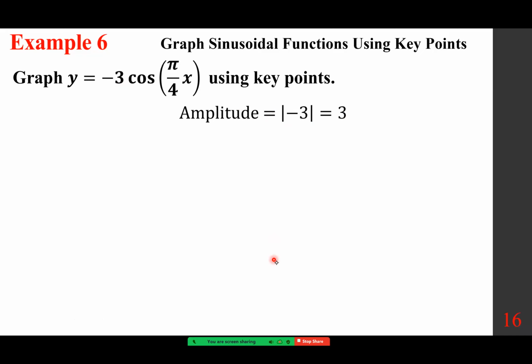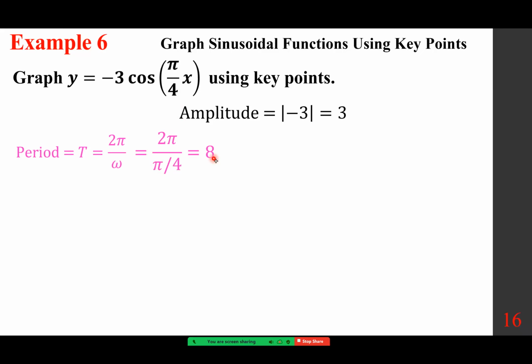Now, what about the period, 2 pi divided by omega? This is the omega of pi over 4. Omega is the coefficient of x. When you divide 2 pi by pi over 4, you get 8. I hope everybody is okay with this. 2 pi divided by pi over 4. Pi and pi cancel each other. 4 times 2 is 8. So the period is 8.